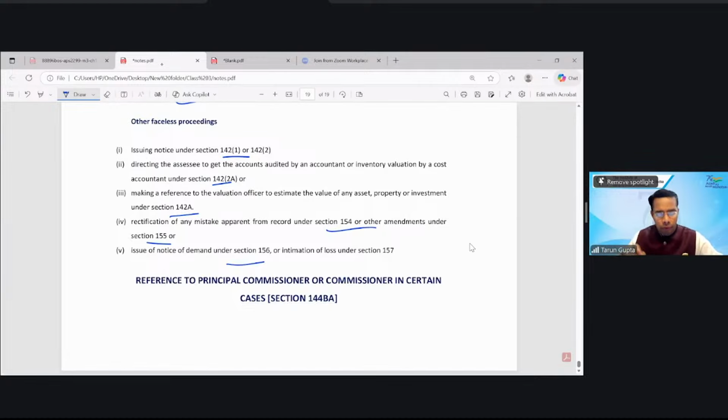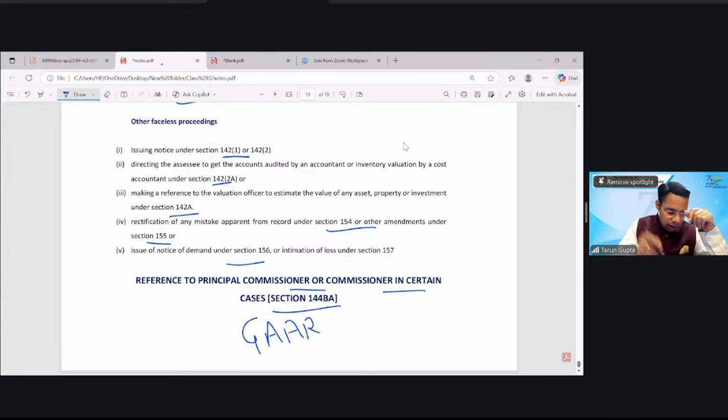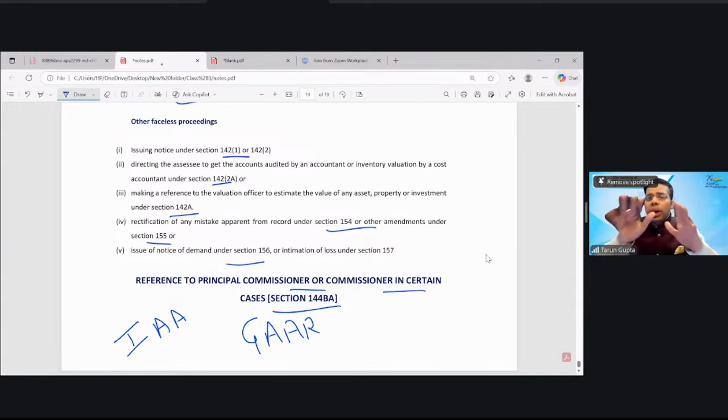So the last topic for this chapter is reference to principal commissioner or commissioner in certain cases, section 144BA. You know about GAAR. What happens in GAAR is that an AO, the assessing officer, during the course of assessment, treats any arrangement or transaction as an impermissible avoidance arrangement, and applies GAAR. But it has very serious consequences, and therefore the government has made it so that the AO cannot decide whether a transaction or an arrangement is IAA or not. He has to refer the case to a much senior officer.